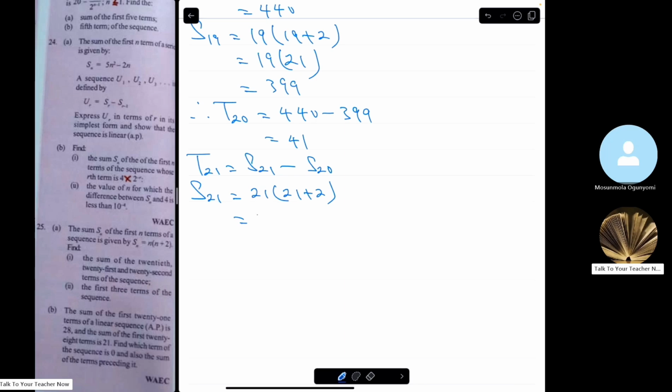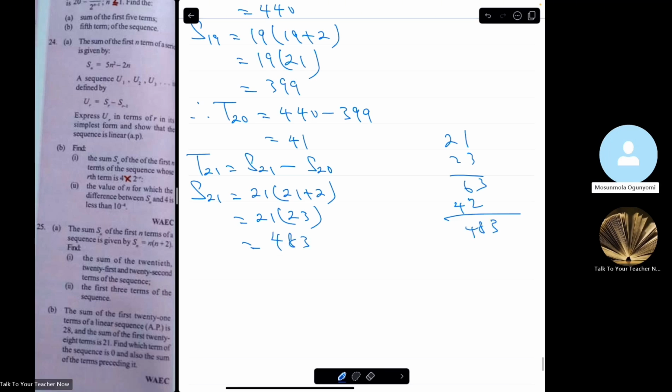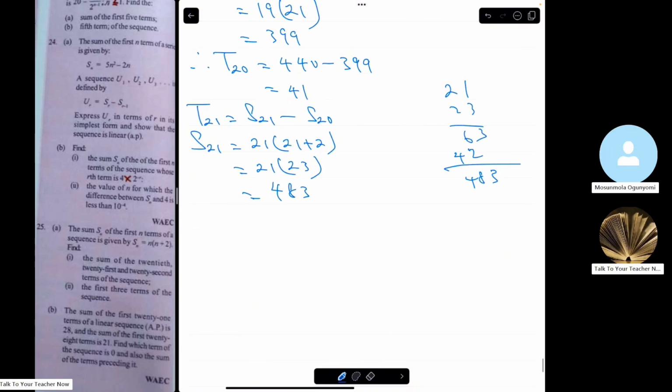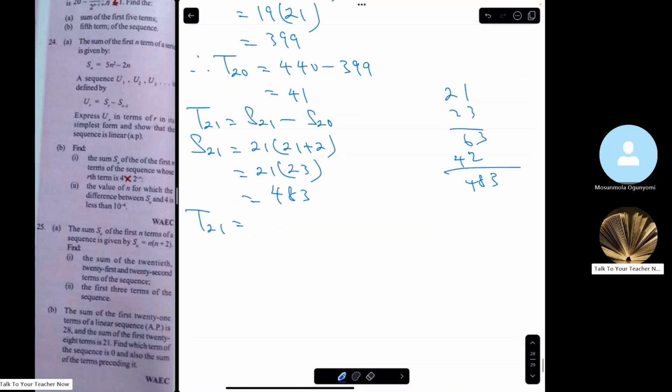21 into bracket 21 plus 2, and that's 21 times what? 21 times 23. That's 483. So T21 is equal to what therefore? We already know S20 now. So T21 will be what?